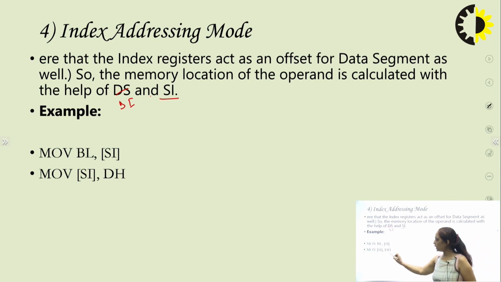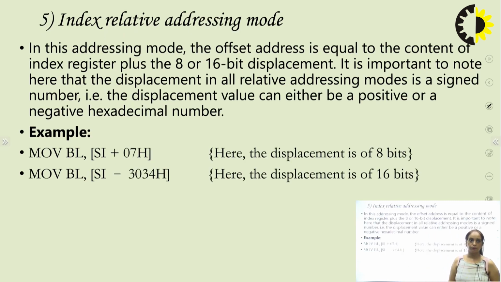MOV BL comma SI: whatever byte is present at this address, we are going to calculate the physical address. Whatever byte is present at that physical address will be copied to BL. The higher byte which is present in DH will be stored to the memory location whose address is saved in SI. Then index relative addressing mode.